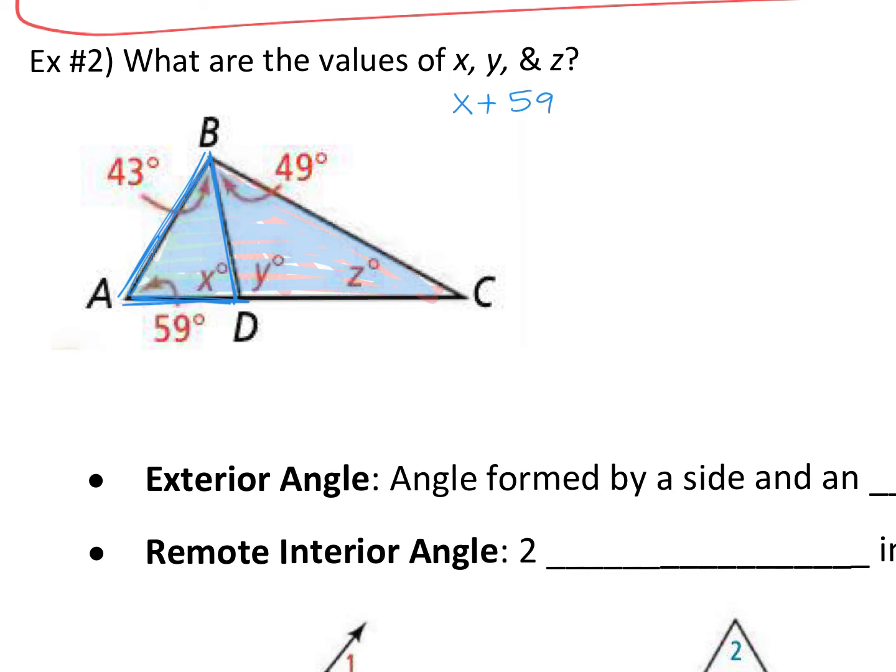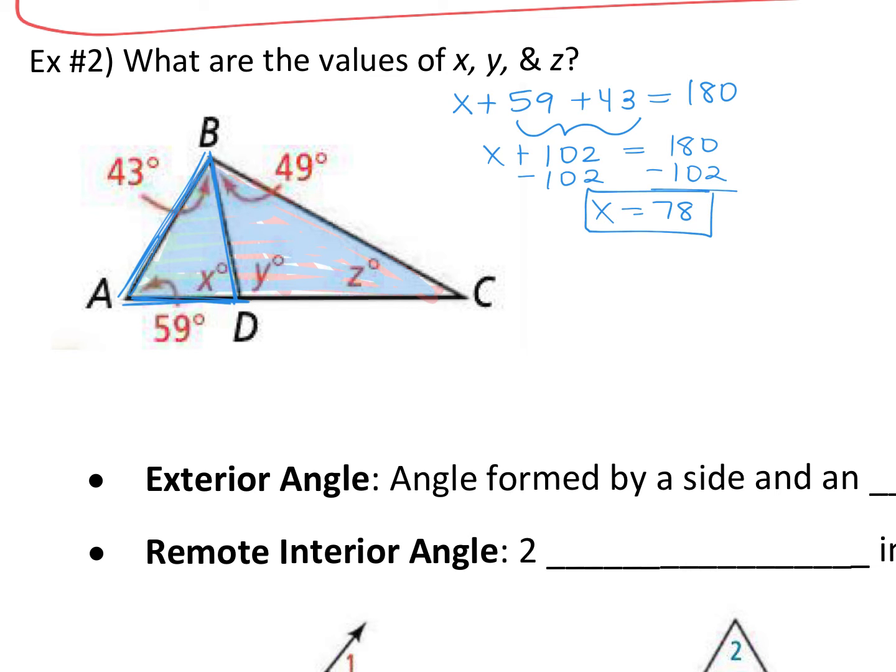X plus 59 plus 43, right? The 3 angles of the triangle added together should equal what? 180. Okay? So you're just going to simplify this. This is, what is that, 102? So x plus 102 equals 180. So take away the 102, and you get x is 78. Okay? So that's your first one. X is 78 degrees. Go ahead and put a little degree up there every time.